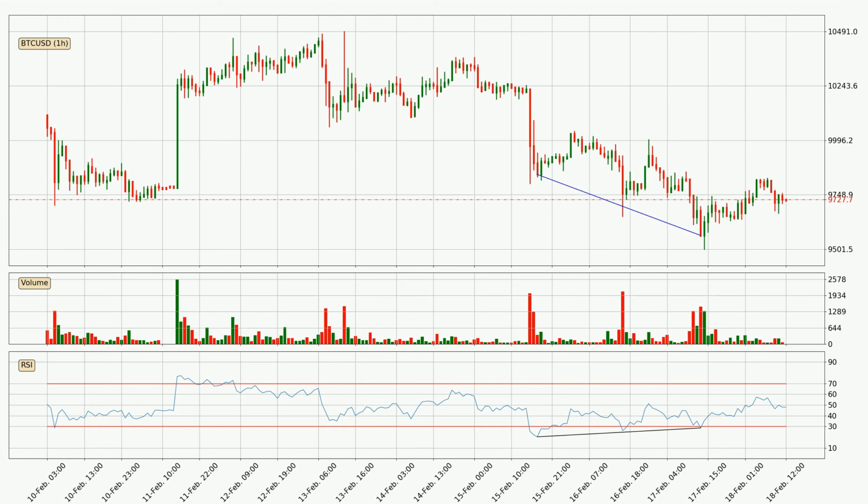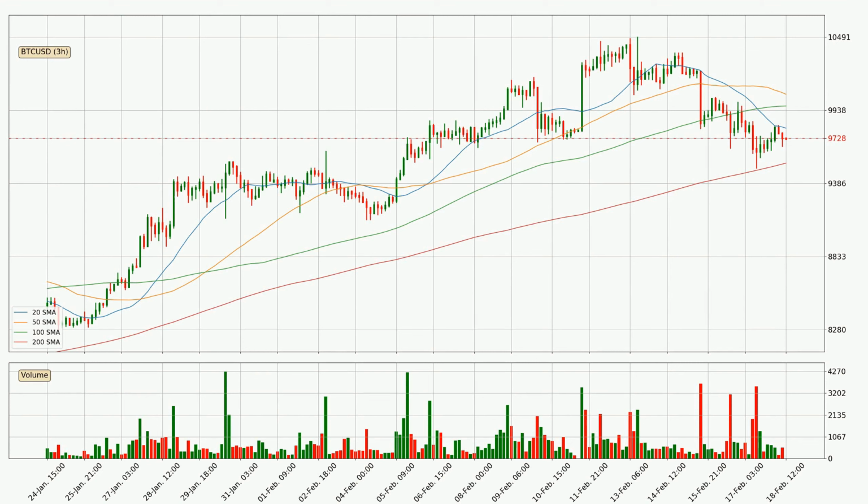Moving to the hourly stochastic RSI, there are no signs of the stochastic RSI being oversold or overbought at this time. Moving to the 3-hourly simple moving averages, at the moment, the price is between the 200 and the 20 SMA. If the price bounces off the 200 SMA, which is currently at 9,538, it could be seen as a support, and the 20 SMA that is at 9,803 could be perceived as a resistance to the upside.